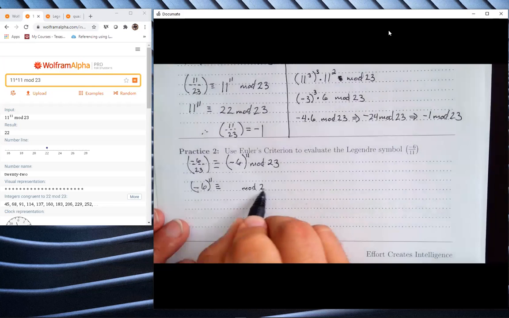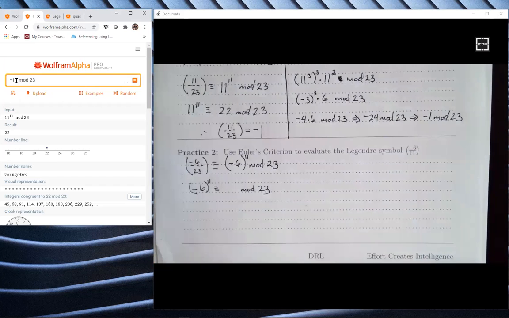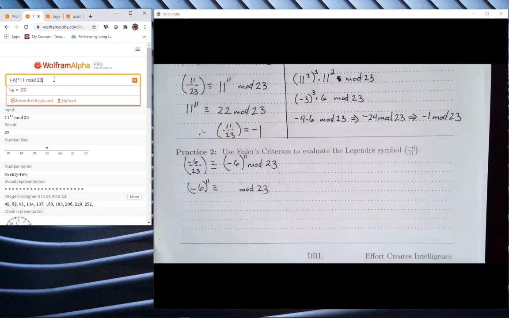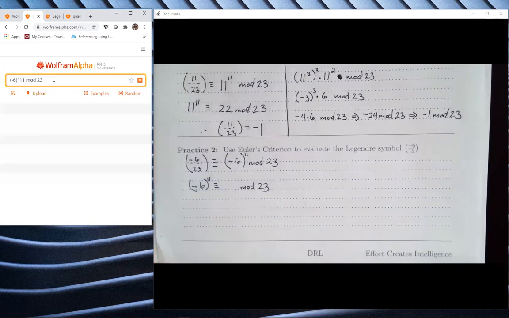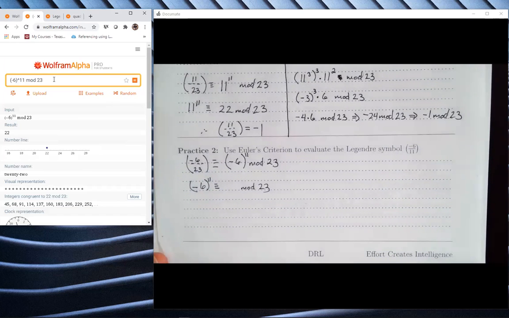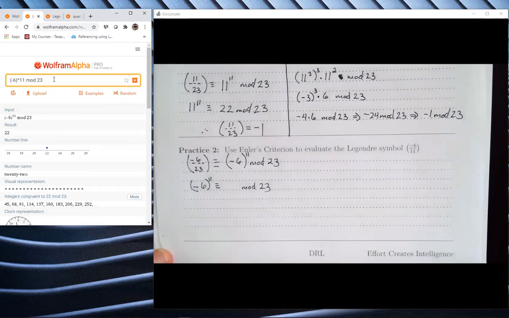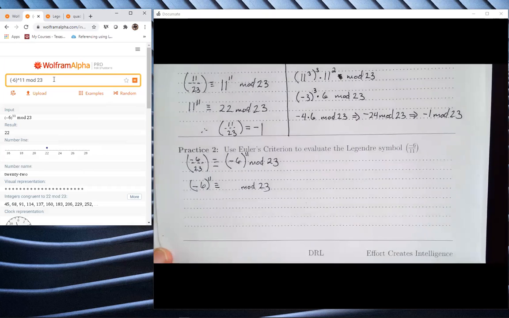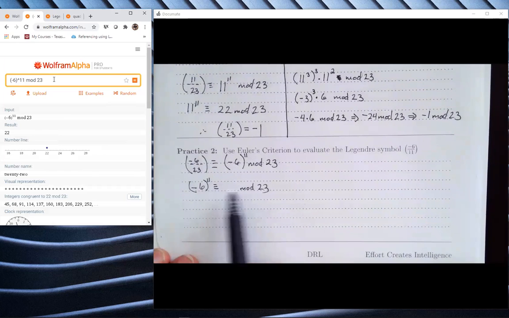If we had a tool such as Wolfram Alpha, I could come over here and ask, what is -6 to the 11th modulo 23? I press enter, it makes its computation, and it reads 22. So -6 raised to the 11th power mod 23 is going to be 22.